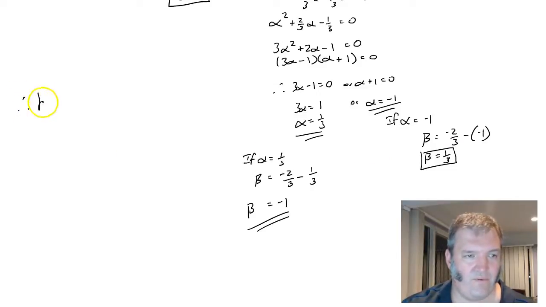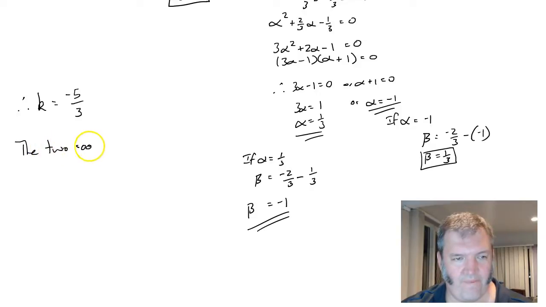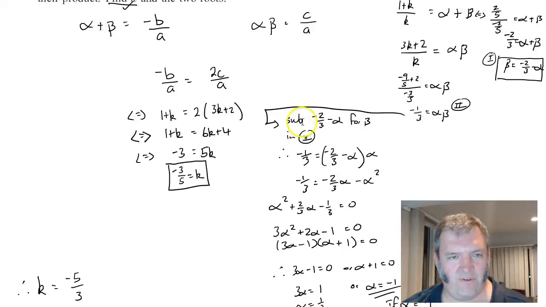So therefore, what were the things we ended up with? K equaled negative 5 over 3, and the two roots are negative 1 and, oh, that's an ugly ampersand, isn't it? Let's fix that up. Negative 1 and 1/3. So that's the first way we could do it.